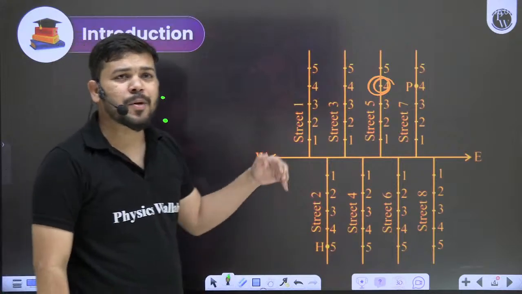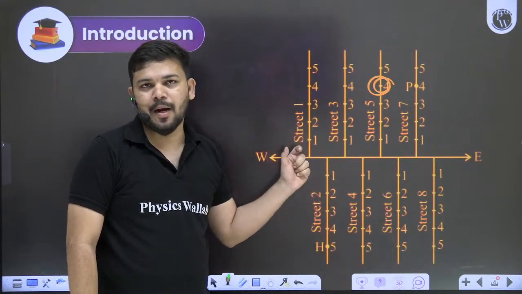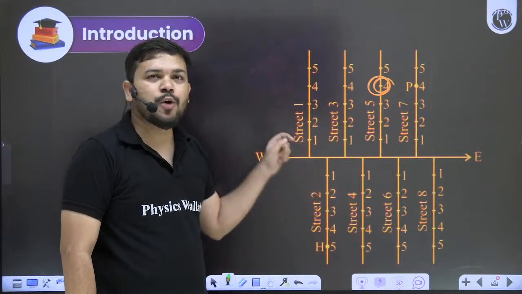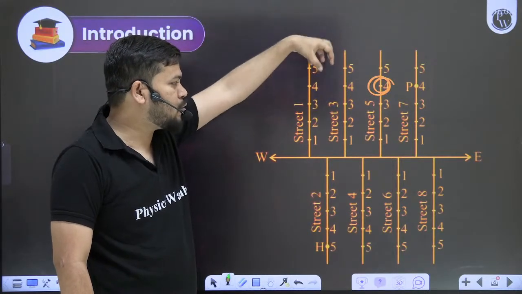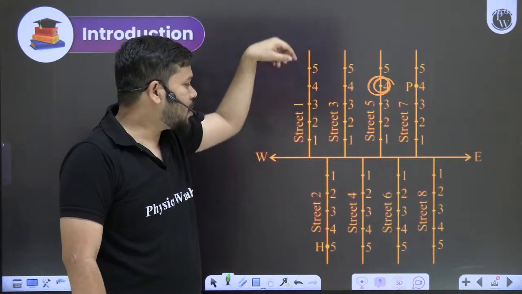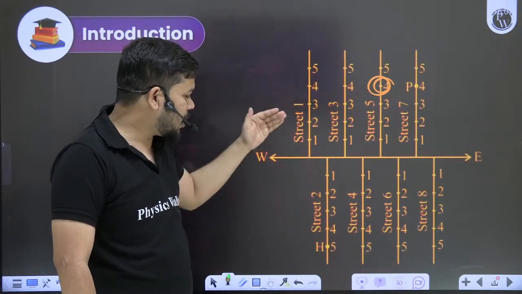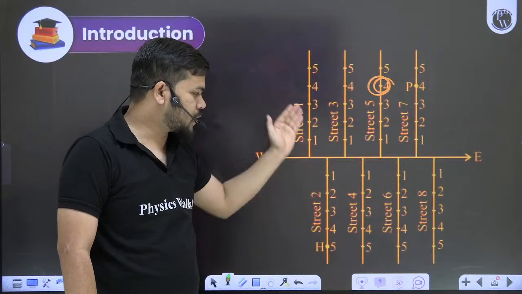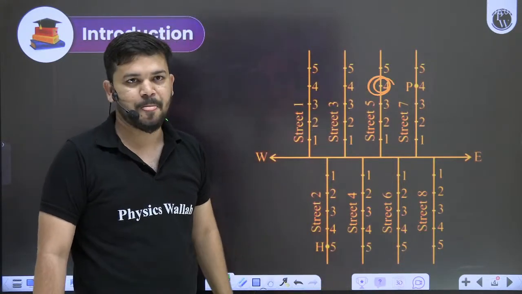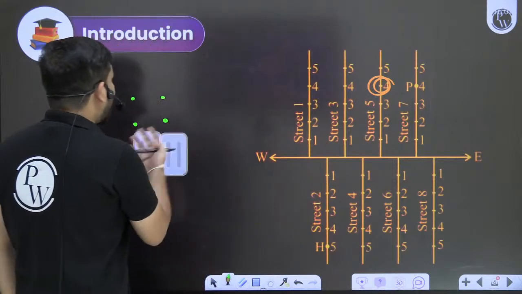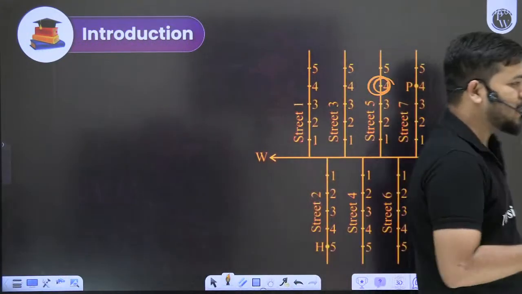Then how to represent this house, or this street, on this number line? If I give numbering to each and every street, then I can identify that street number 2 is the first house, street number 4 is my second house. You can identify it easily, right? This is the day-to-day life explanation, what we face in our daily life, right?